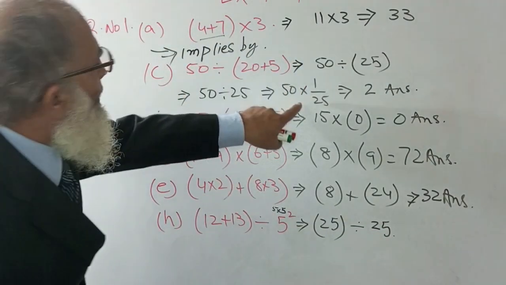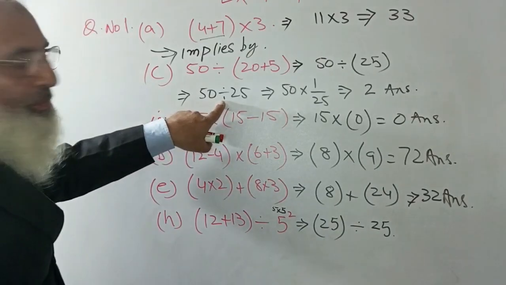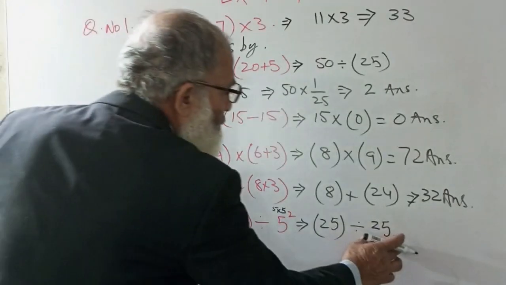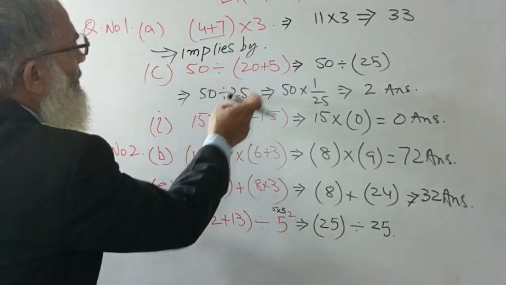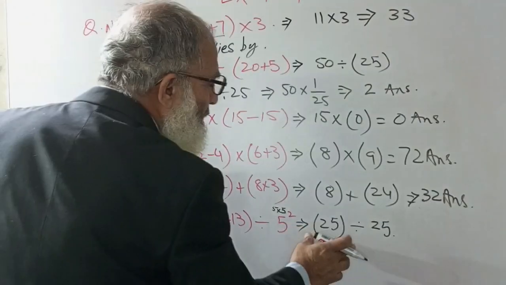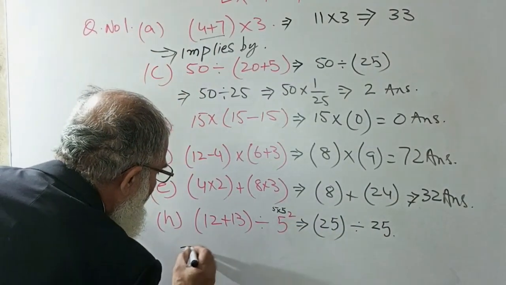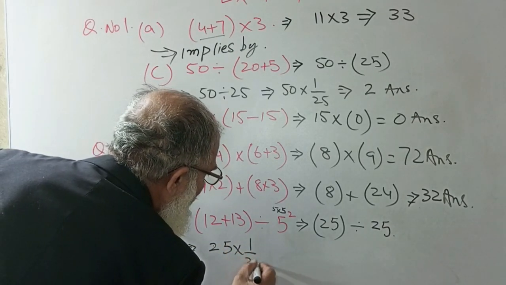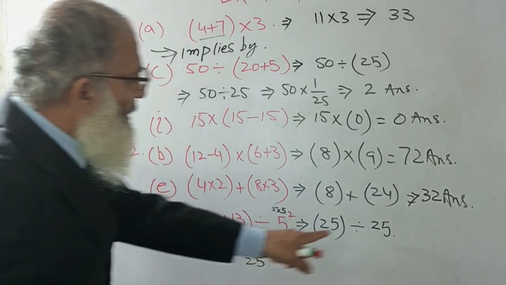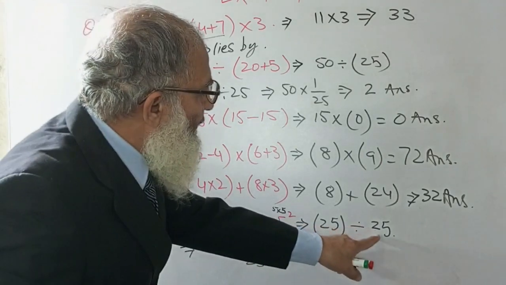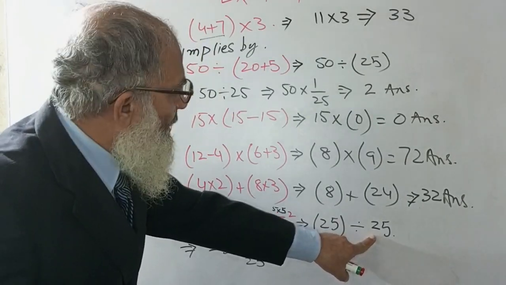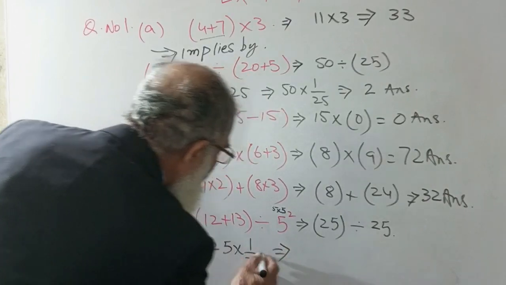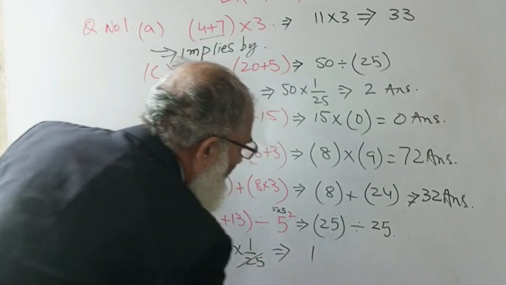So what I did here, I changed the sign of division into multiplication. It is your will that either you just divide this or you change the sign into multiplication. Let me do it in this way. When you change the sign into multiplication, what does it mean? That you have to take the reciprocal of this thing, 1 upon 25. So what does it become now? 25 goes with 1, and the answer is 1.